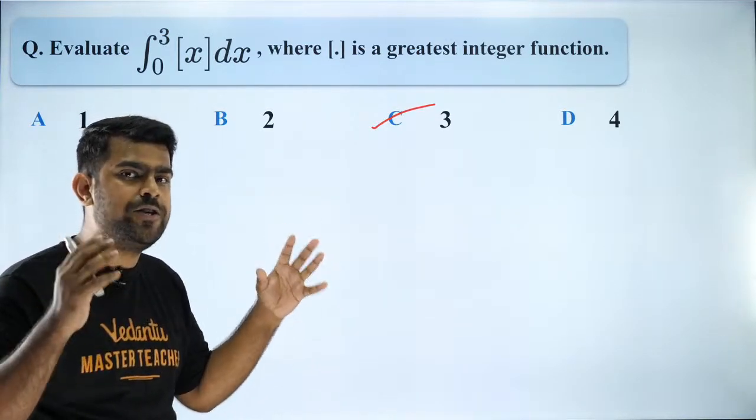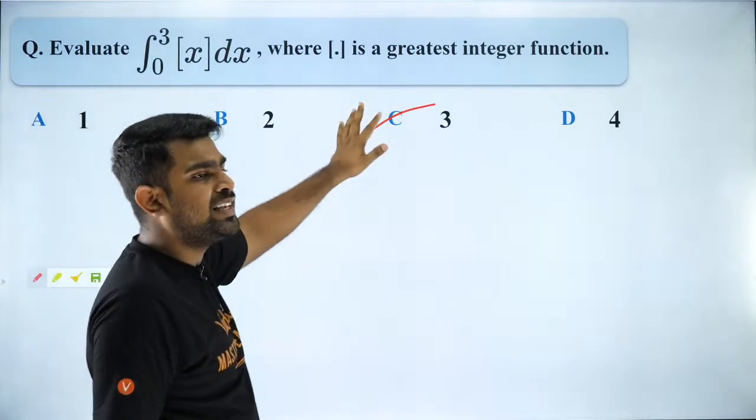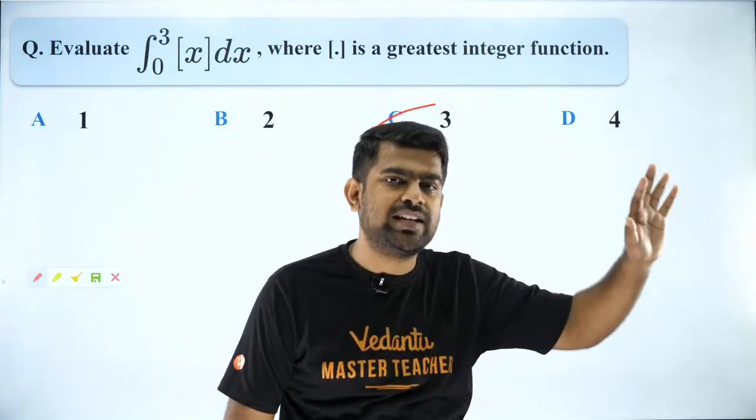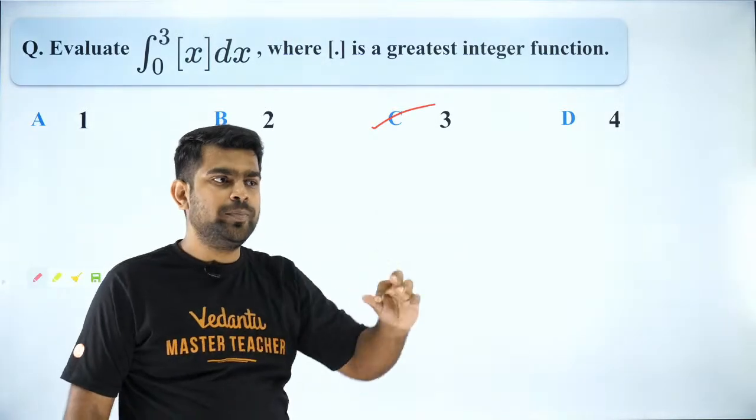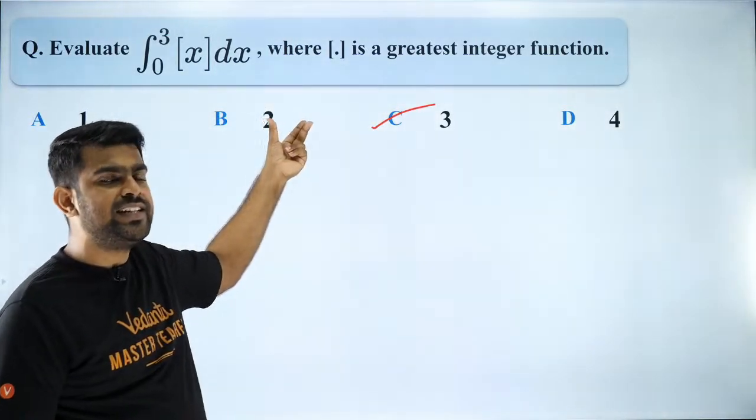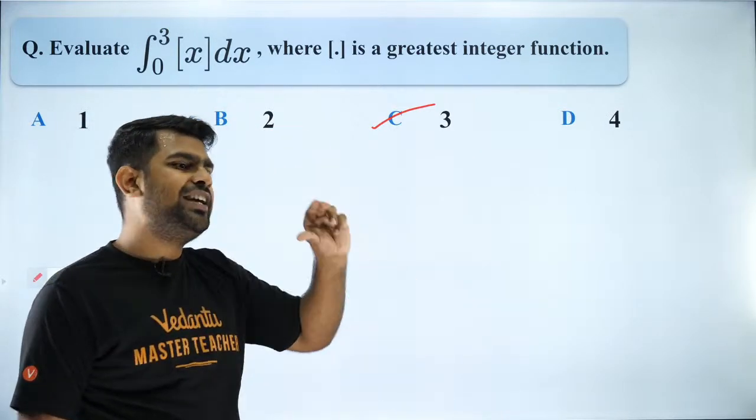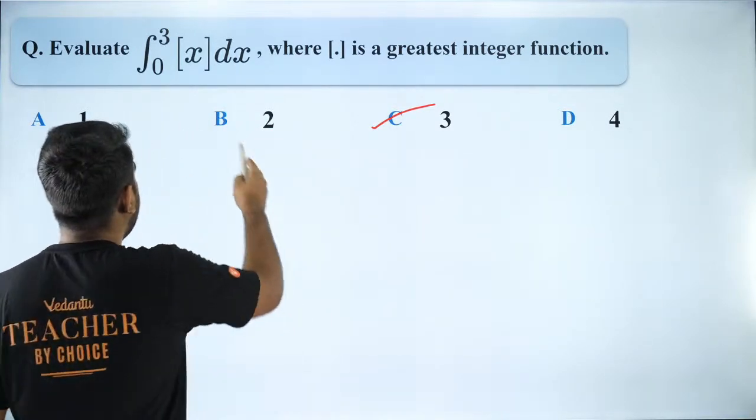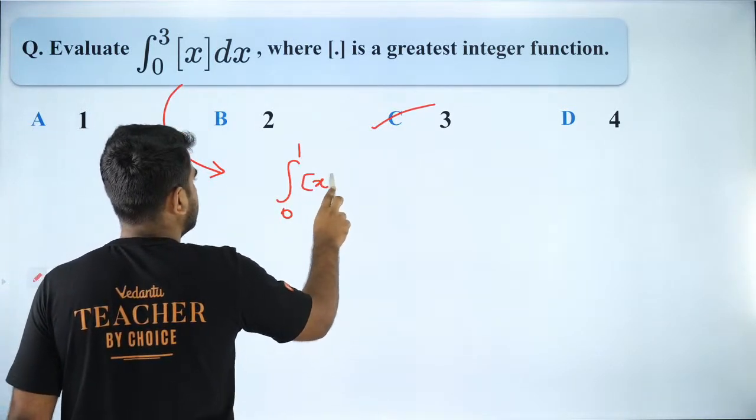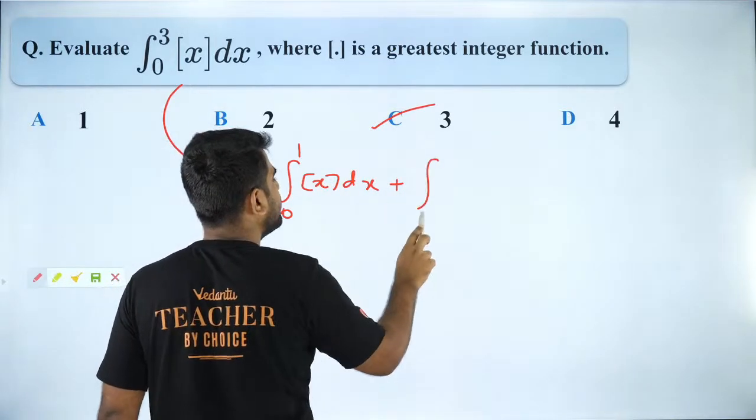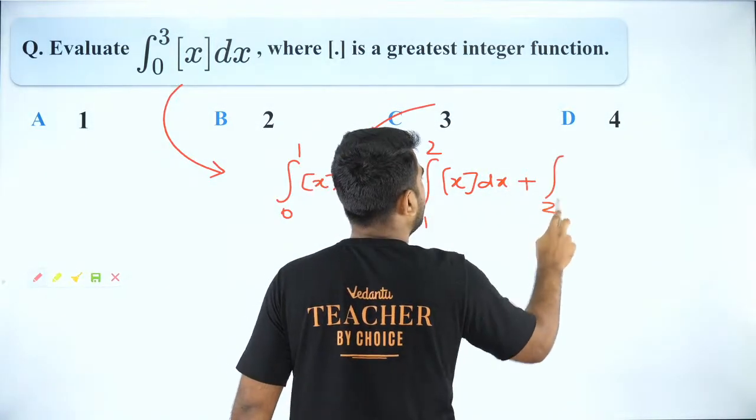So please give me your ears. Okay. So first of all, this is a classic example of using property 3. Because this is the greatest integer function and it breaks at integers. So I will write this as 0 to 1 GIF of x, and then 1 to 2 GIF of x, and then 2 to 3 GIF of x.